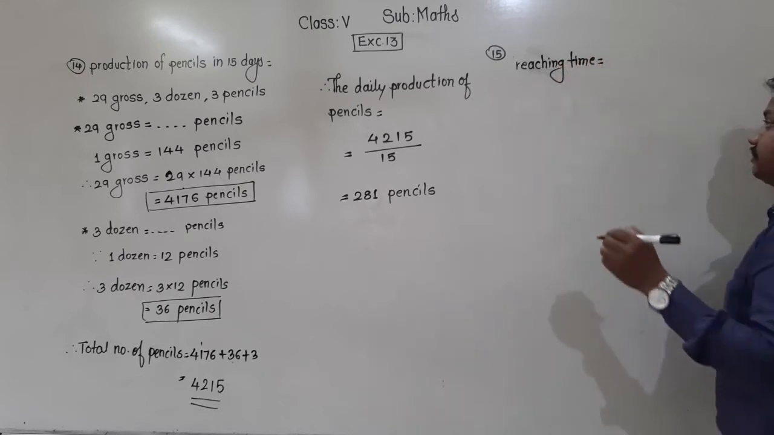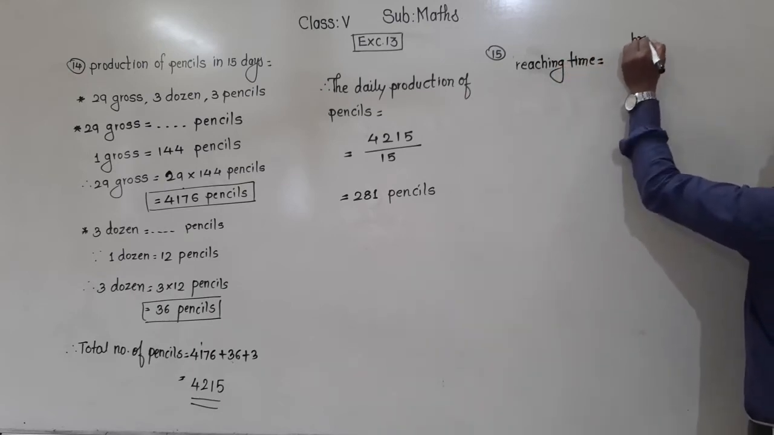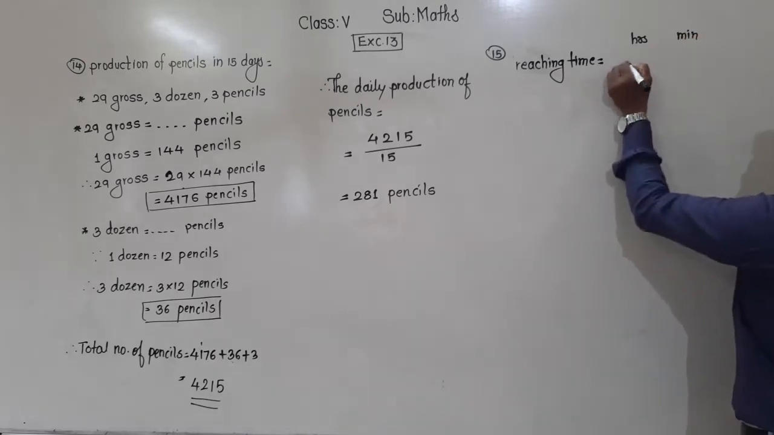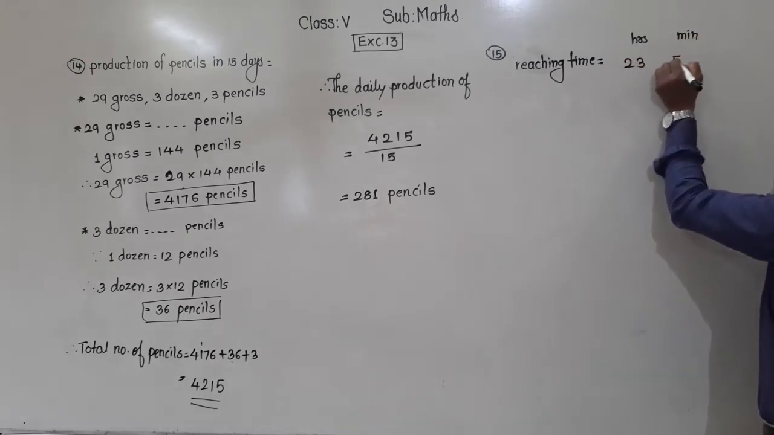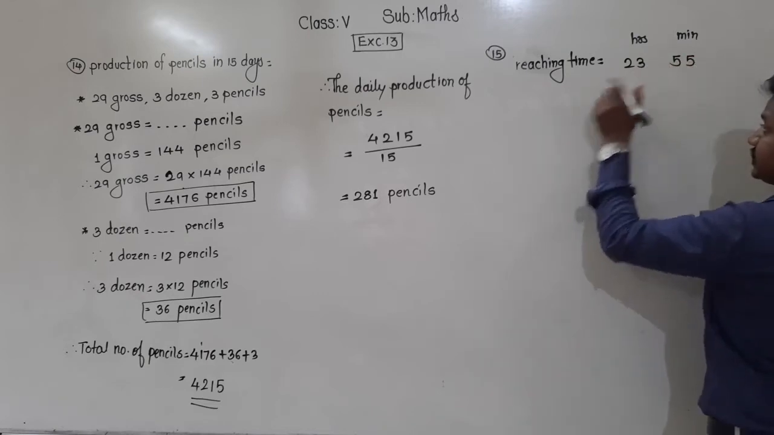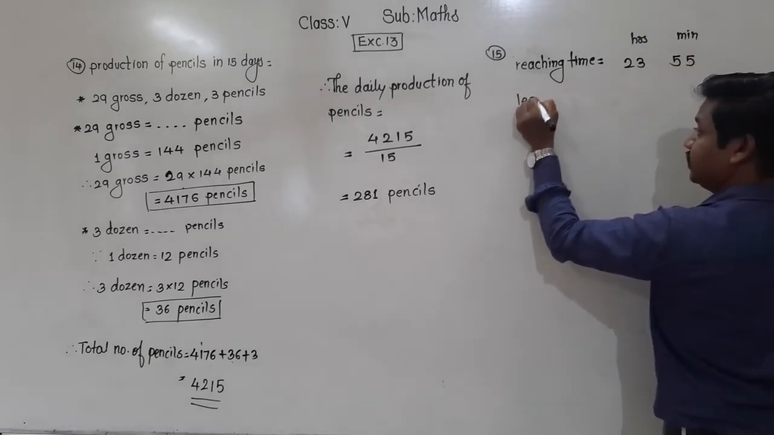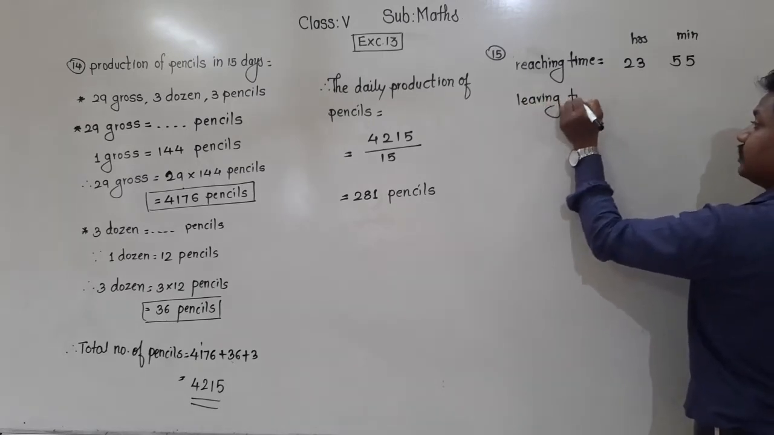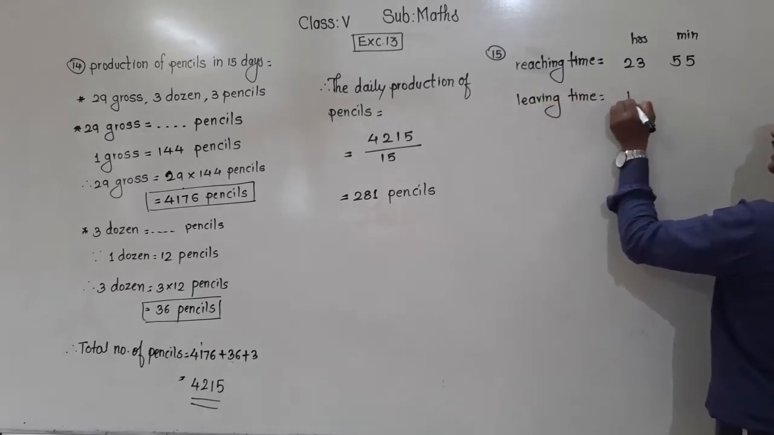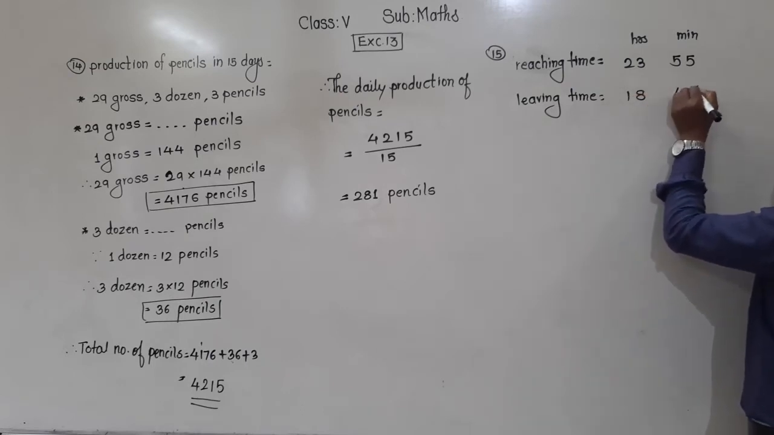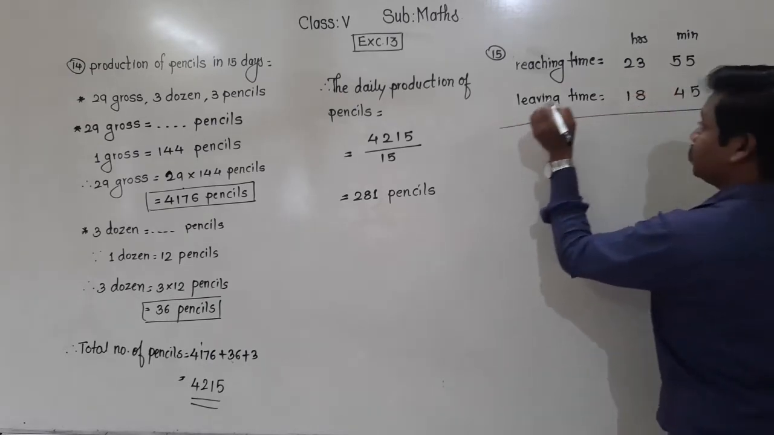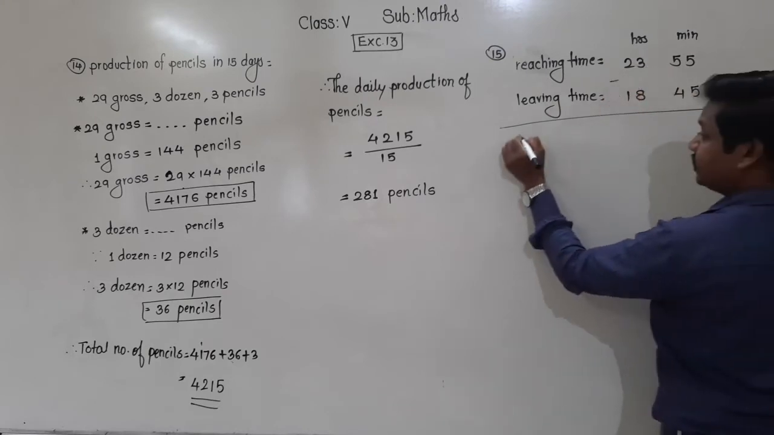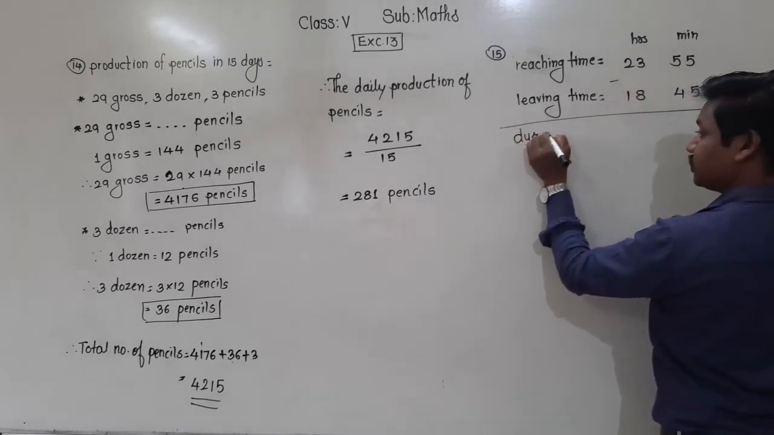What is the reaching time? In hours and minutes, the reaching time is 23:55, that is 23 hours 55 minutes. From this reaching time, let us subtract the leaving time. It has left Bombay at what time? 18:45, that is 18 hours 45 minutes. So we will subtract this leaving time from the reaching time to find the duration.